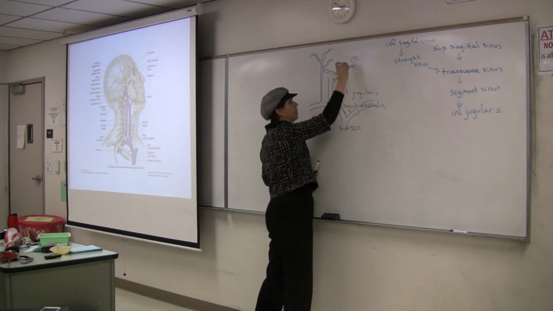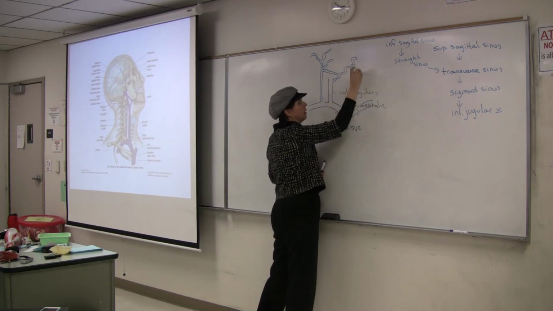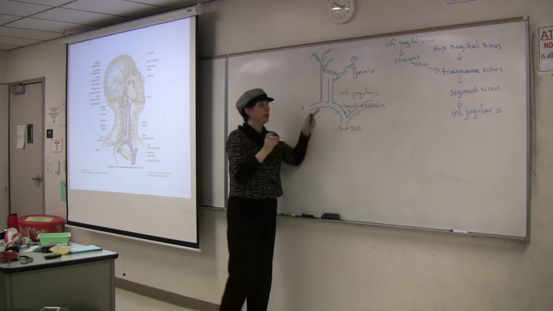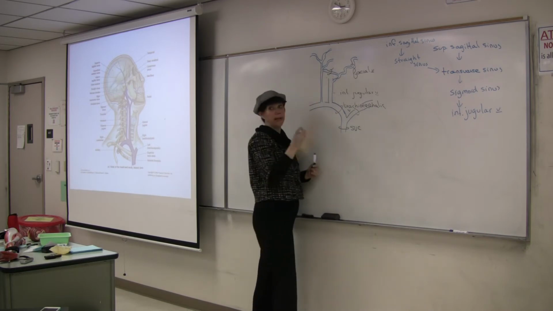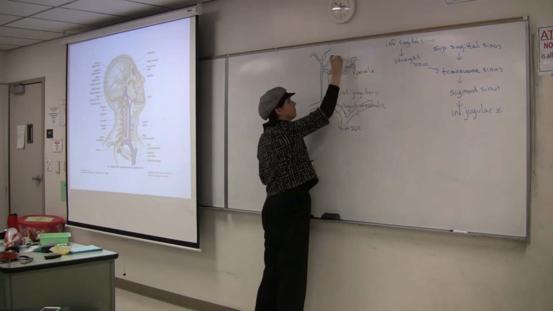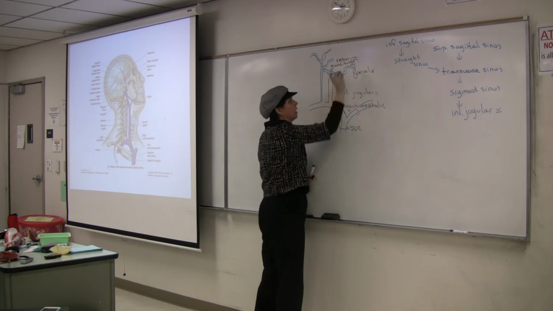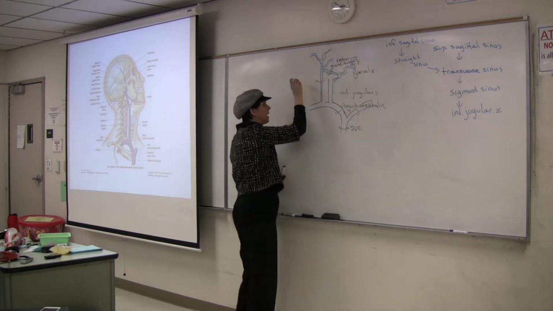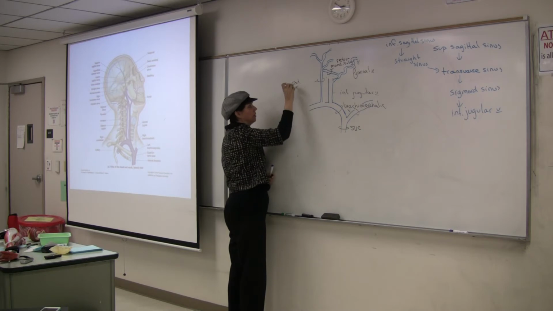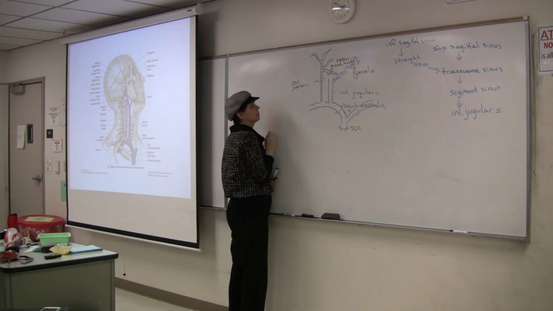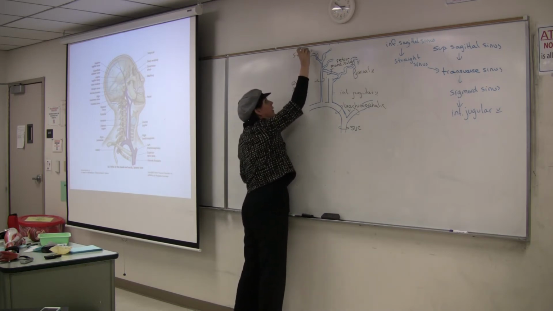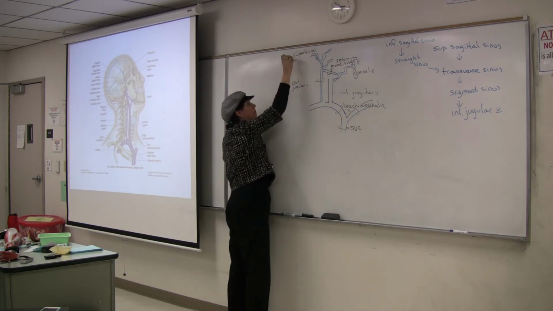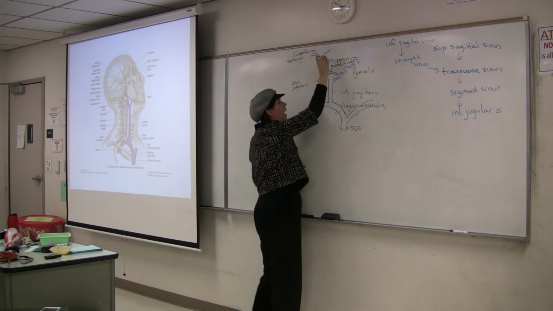All right, so let me write these names up here before we get too mixed up. So facial vein normally drains into the internal jugular. But via the retromandibular vein, which means behind the mandible, it can connect to the external jugular. Superficial temporal vein and maxillary vein.